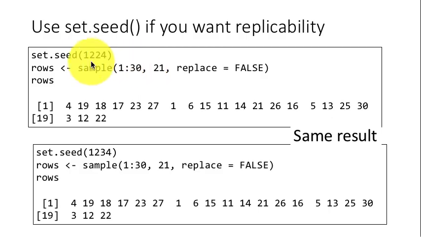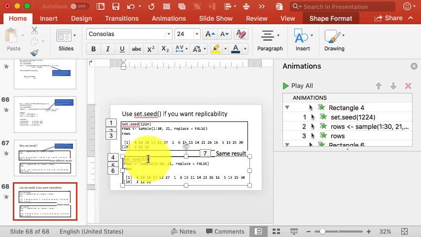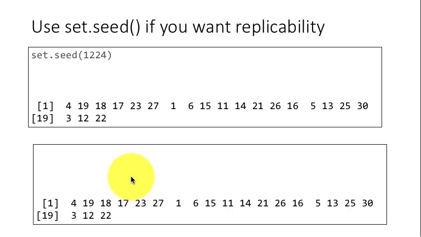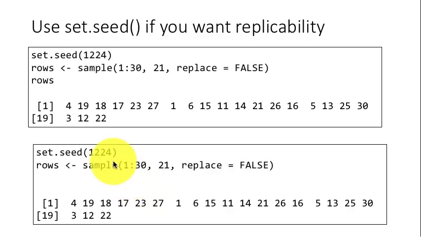So in this case, notice that since both these runs use the same random number seed, this should be 1224, not 1234. Sorry, my mistake. So long as you use the same seed, then you will get the same results. So this is the reason you would use set.seed. That's it.